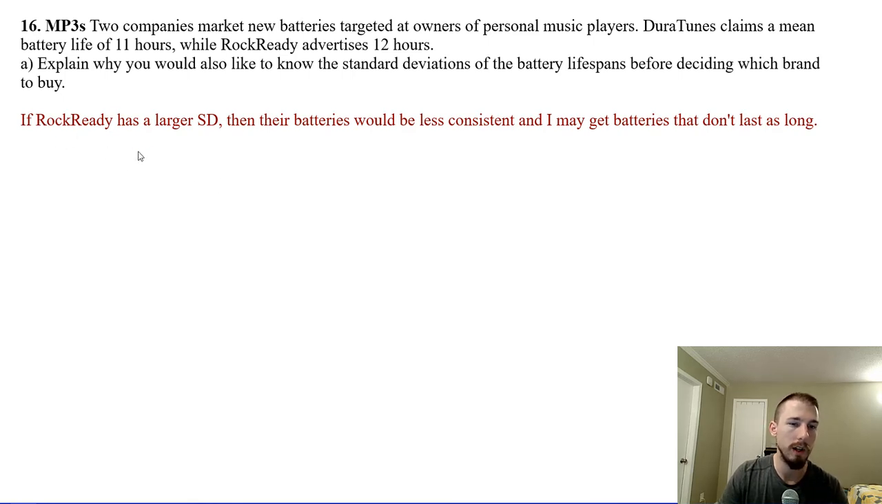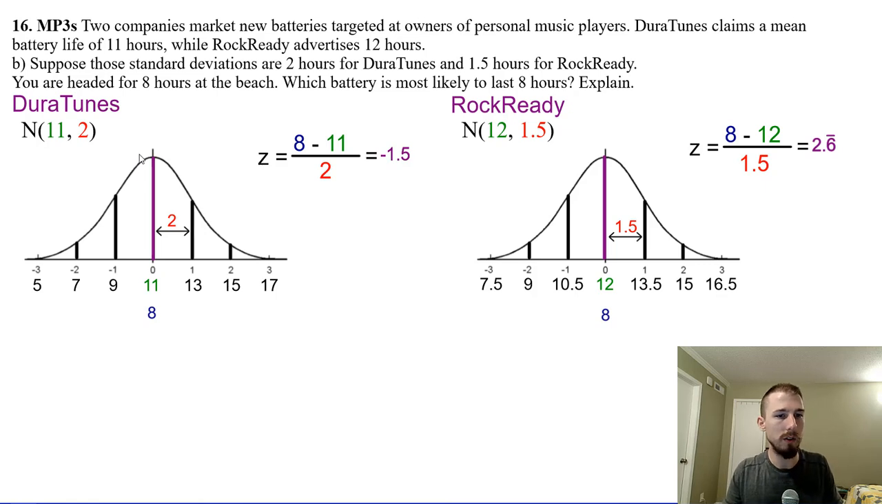All right, so if Rock Ready had a larger standard deviation, not only do they have a larger mean average battery life, but also more variation or larger standard deviation, the batteries will be less consistent. You may get batteries that don't last as long. So if it's something that's really important, like, I don't know, you're taking these batteries on a backpacking trip where you're 8 hours away from, ask me how I know, 8 hours away from civilization, you might actually go with a brand that has a lower mean, but they actually have more consistency, because you don't want the risk of getting a bad set of batteries that die on you or something. But let's be honest, at that point we're using solar charging and stuff like that when we're out backpacking, like I did.